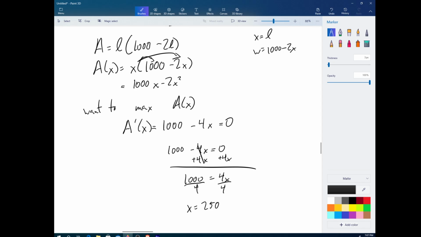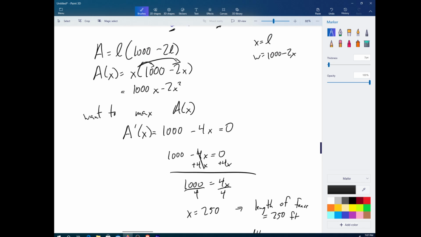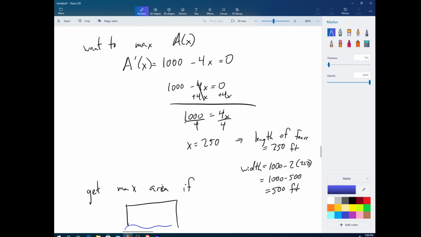And so therefore, the length of the fence would be 250 feet. The width, remember, we had that equation up here, 1,000 minus 2X. It would be 1,000 minus 2 times X, which was 250. In other words, 1,000 minus 500. In other words, 500 feet. So I would get a maximum area if I have 250 feet of fence here, 500 feet here, and 250 feet here. And then the farmer and the cows are all going to be just as happy as can be.